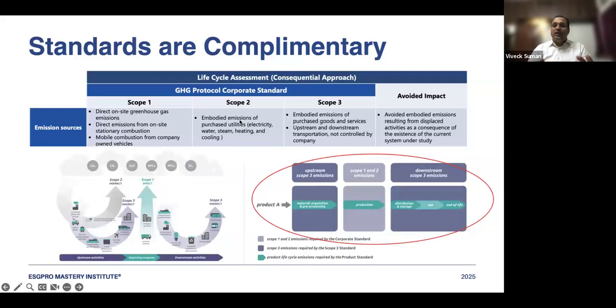Now, this protocol you have to also understand is a complementary stuff. It is a complementary of what? Complementary of a both standard.